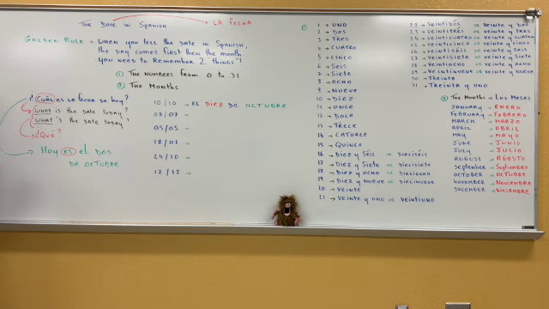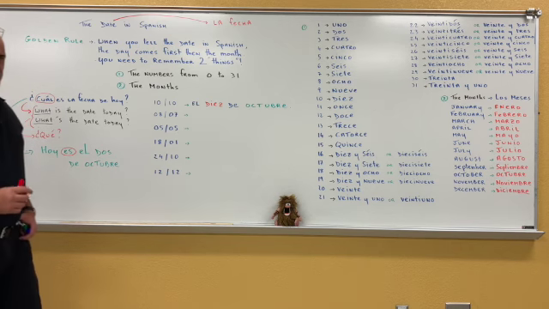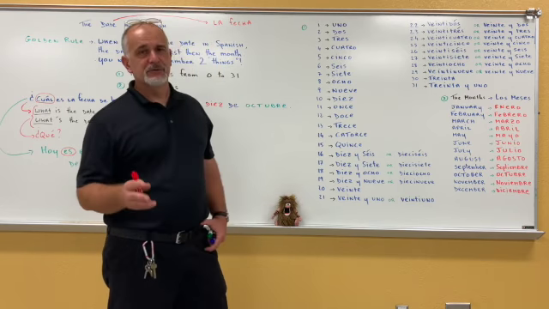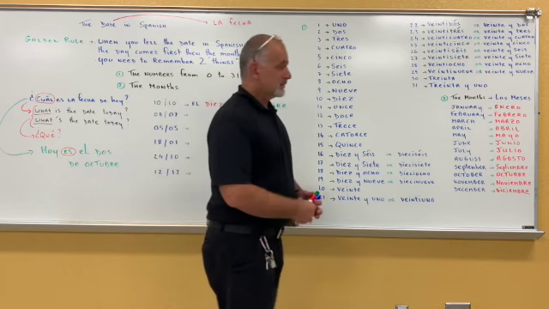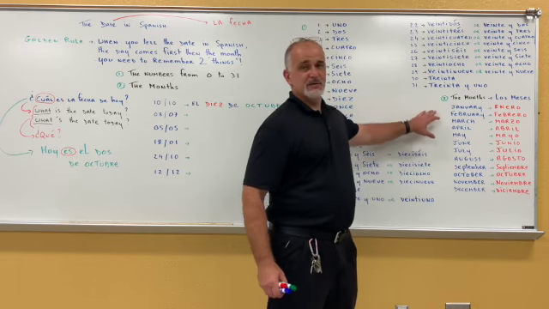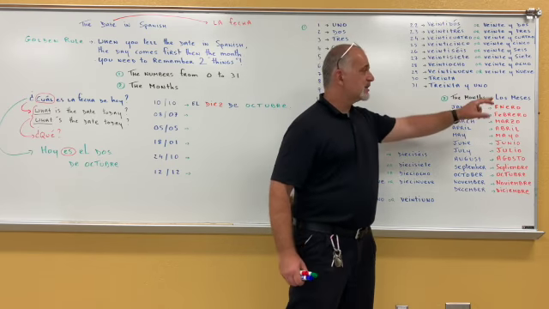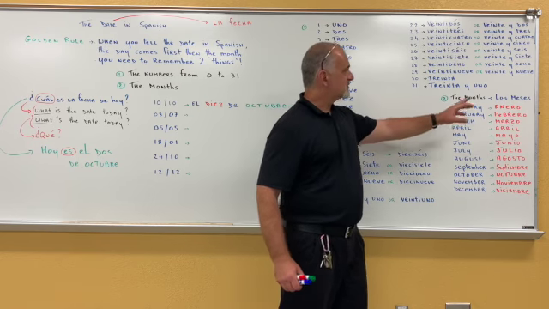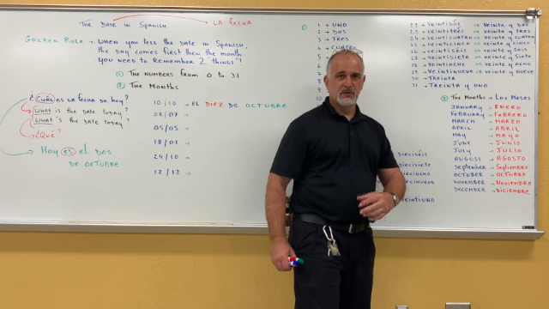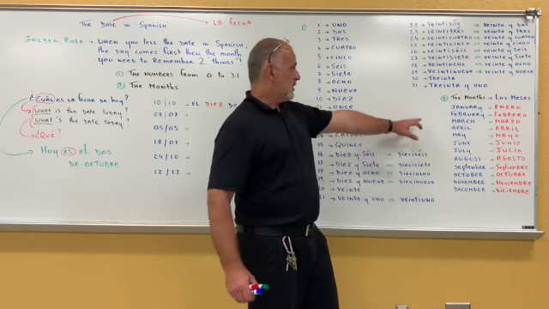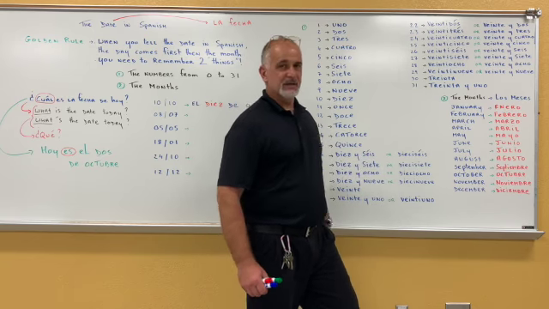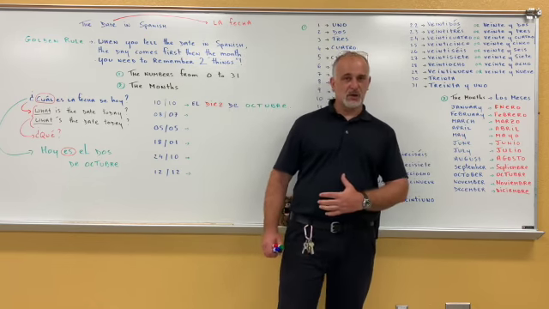So let's go back to a little review. We're going to go through some words that I want you to remember. You probably already know them, but it won't hurt to review them a little bit. The months. All right, let's start with January, okay? So January in Spanish is gonna be enero, enero, okay? February is gonna be febrero, febrero. March is gonna be marzo. April is gonna be abril. May is gonna be mayo.